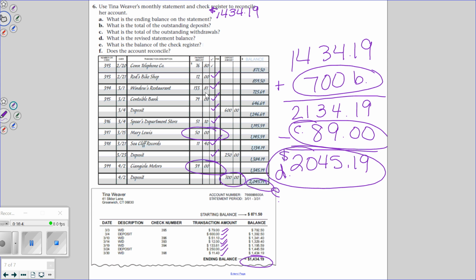Does the account reconcile? Does it balance? Does it match? Yes, it does. Whew, hard stuff today, right? We are literally adding and subtracting. Yeah, we had 2045.19, 2045.19, so they reconciled, they match.